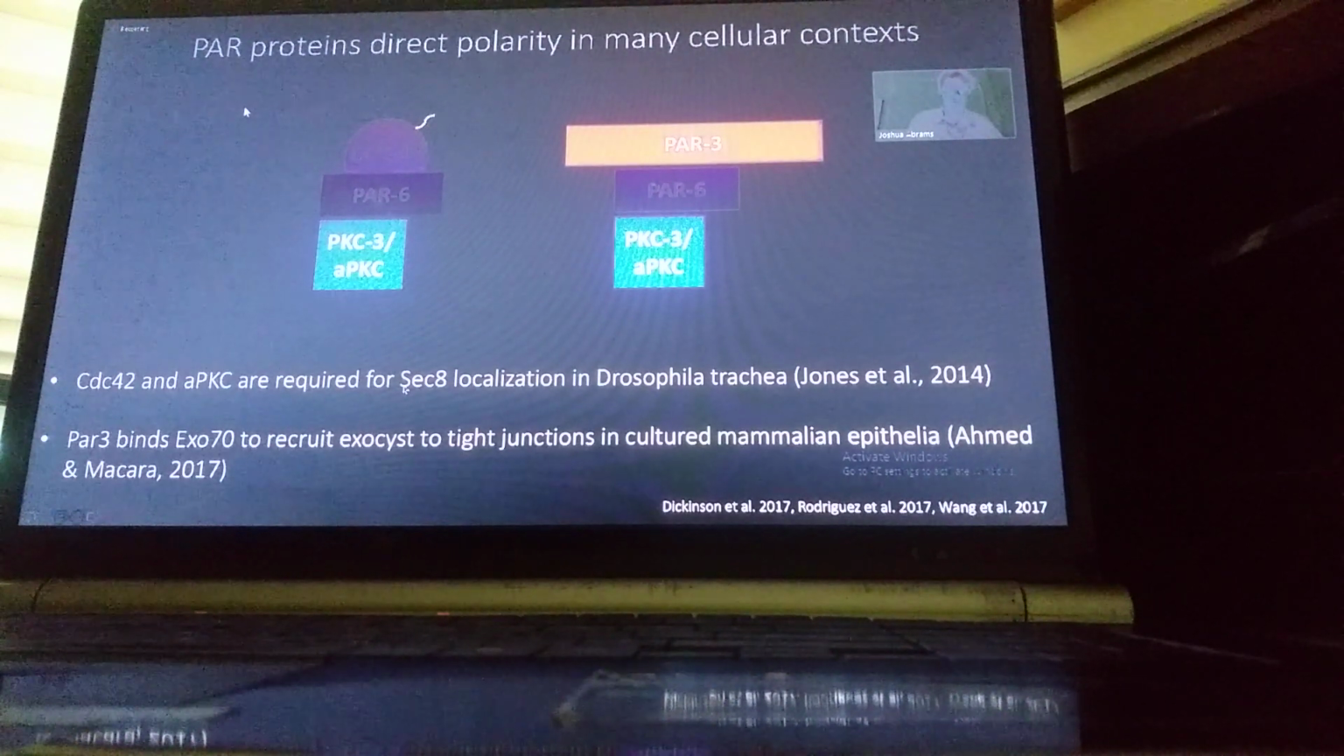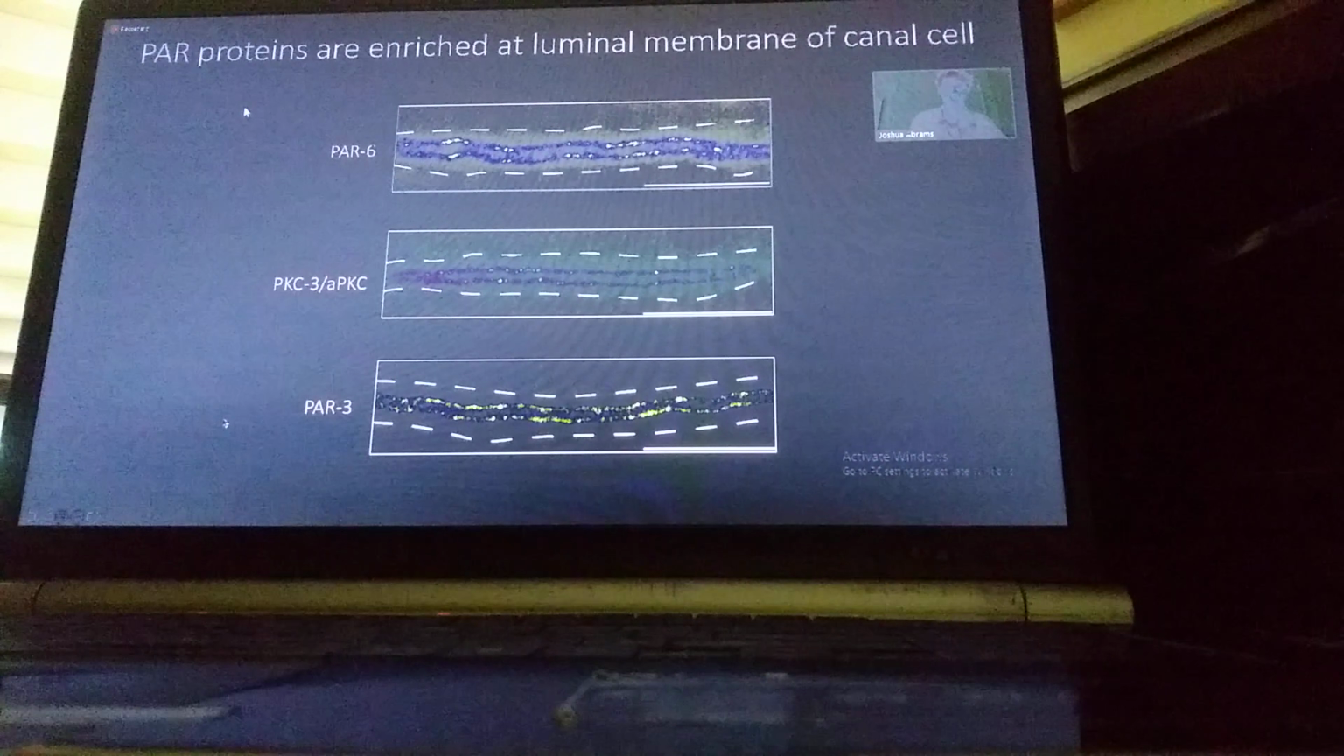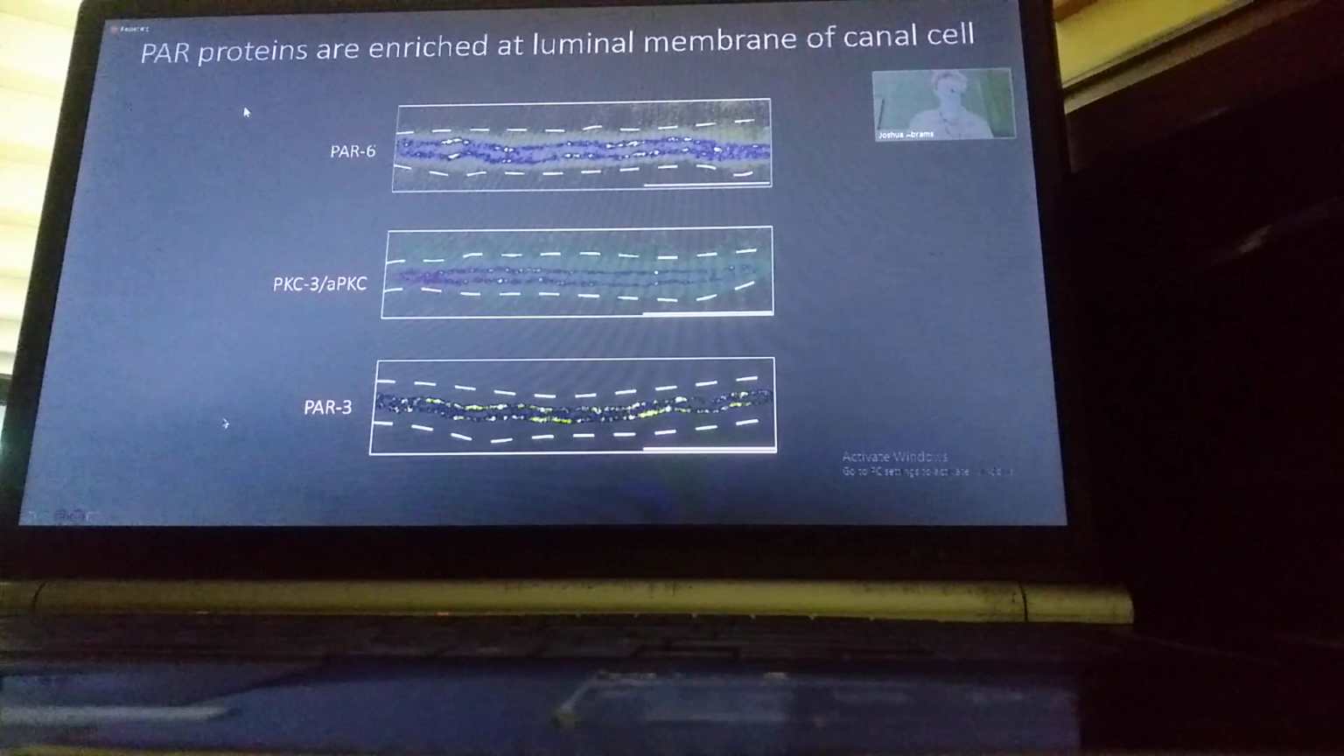So we wanted to look in the canal cell to see if PAR proteins were indeed present and polarized. So we used CRISPR to tag PAR6, PKC3, and PAR3. And you can see right away that just like the exocyst, they nicely localize to the luminal domain.